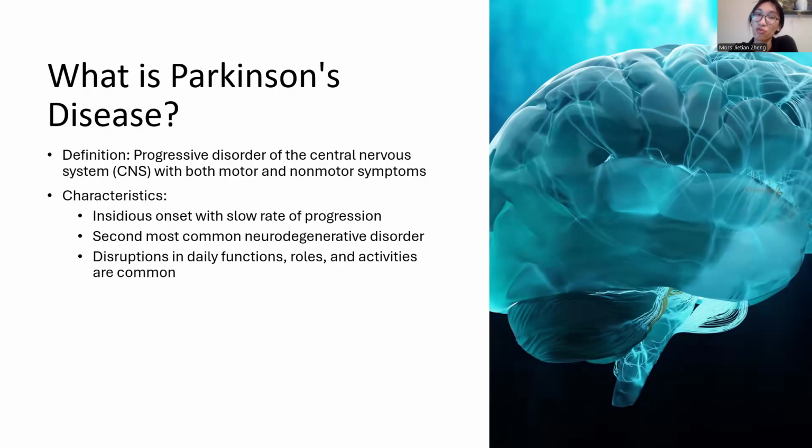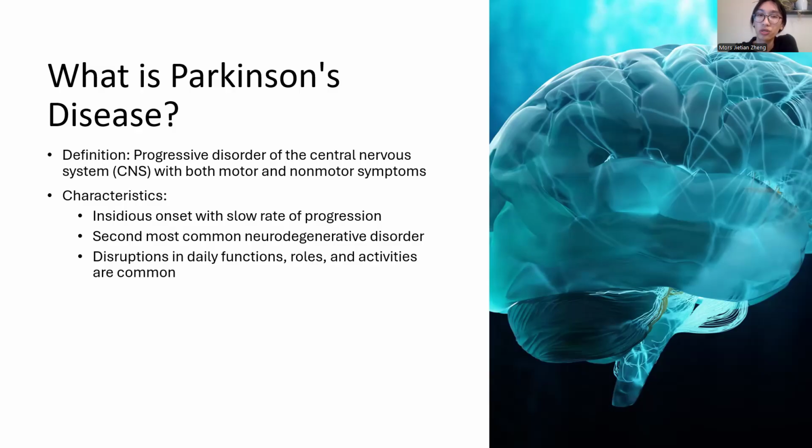Parkinson's disease is a progressive disorder of the central nervous system that affects both motor and non-motor functions. The key word here is progressive. This means it gets worse over time, typically at a very slow rate. What makes this condition particularly challenging for both patients and clinicians is its insidious onset. It sneaks up quite gradually, making early detection quite difficult.